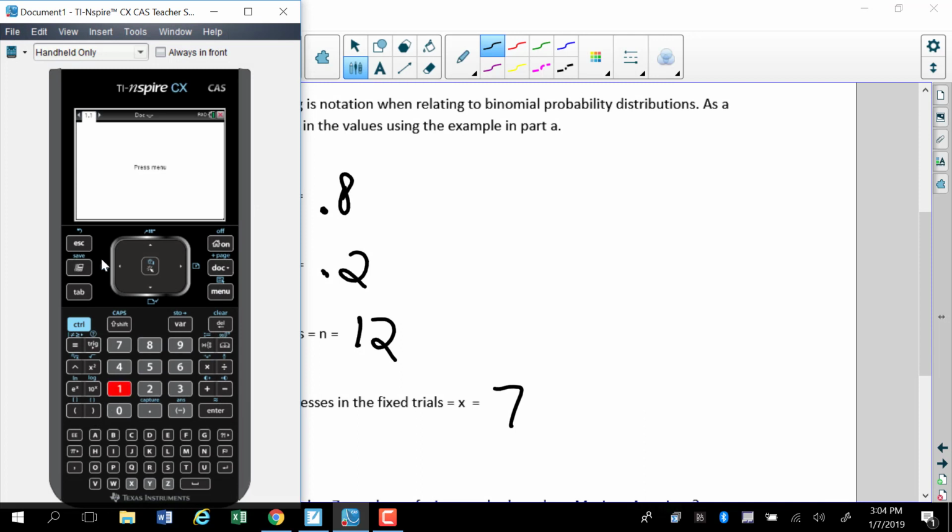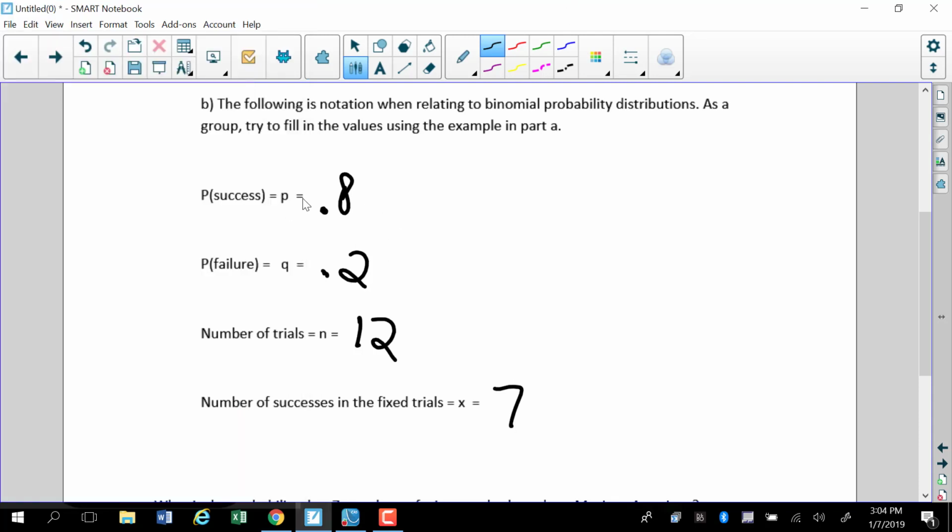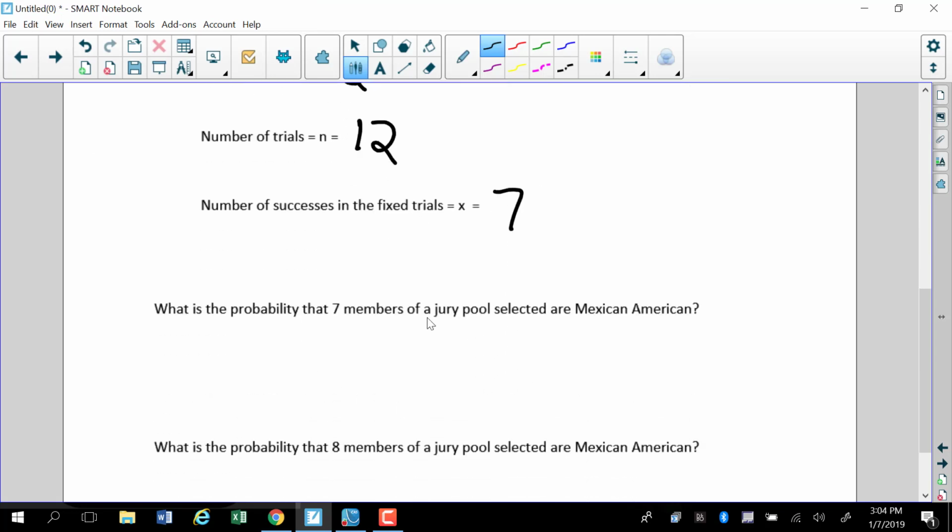If we have 12 members on the jury, and we want 80% of them to be Mexican American, we should have 9.6 on the jury pool, or roughly 9 or 10, okay, somewhere around there. 9 to 10 of the jurors on the jury pool should be Mexican American. So we have 12 trials, and 7 out of the 12 is what we're looking for. So what is the probability that 7 members of the jury pool are Mexican American?